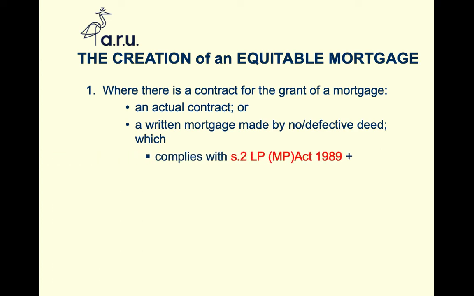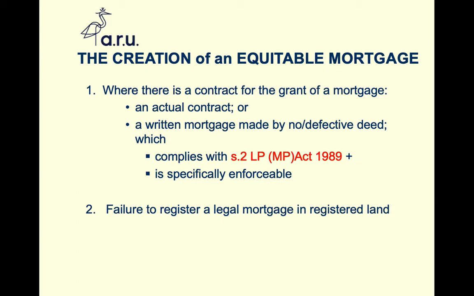It has to comply with the terms of Section 2 of the Law of Property (Miscellaneous Provisions) Act 1989, as in it's in writing, signed, and contains some terms. Is enforceable against the parties, so there has to be some evidence of how it would be performed and enforced. So again, thinking about terms, payment schedules, dates, etc.